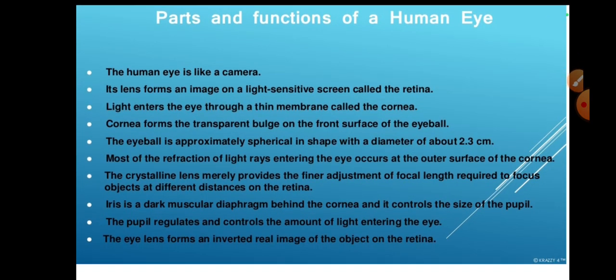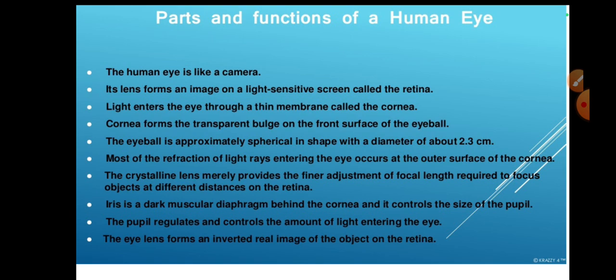Then parts and function of the human eye. The human eye is like a camera. Its lens forms an image on a light-sensitive screen called the retina. Light enters the eye through a thin membrane called the cornea. Cornea forms the transparent bulge on the front surface of the eyeball.